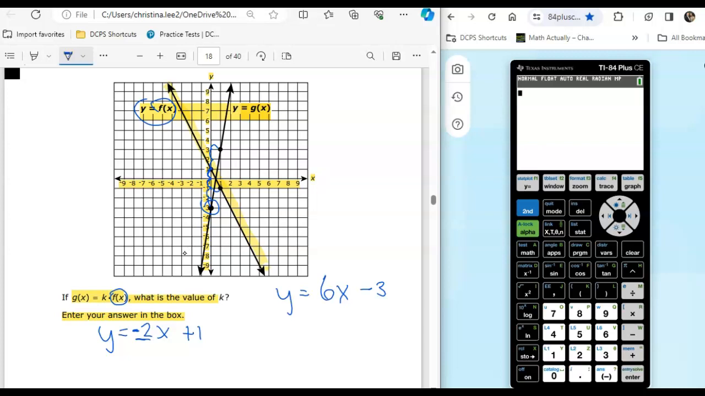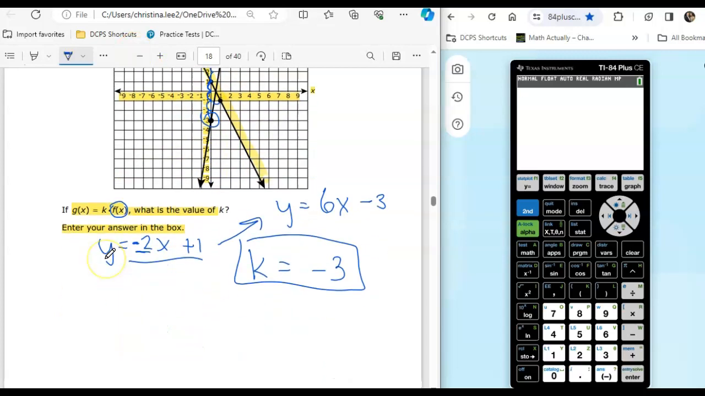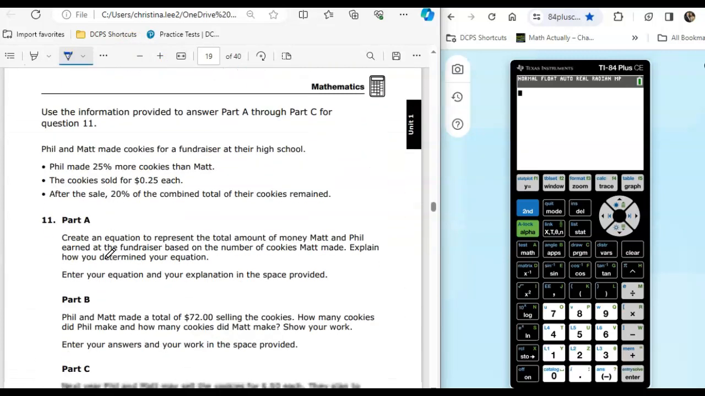So the question is, how do I get from this equation to this equation? Well, what would I multiply by? Well, to get from negative 2 to 6, I would multiply by negative 3. And to get from positive 1 to negative 3, I would multiply by negative 3. So this means that k equals negative 3. That's the number that I would multiply f of x by in order to create g of x.